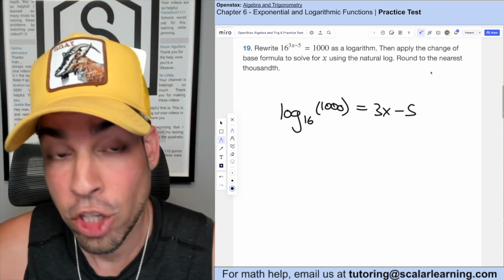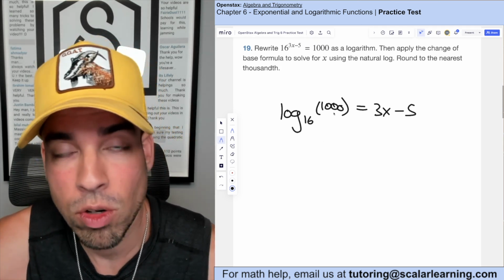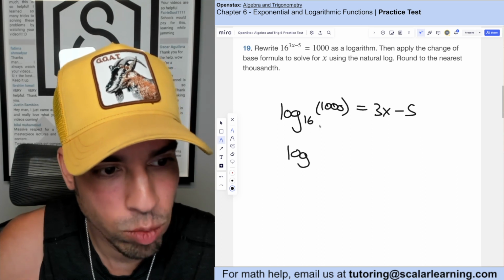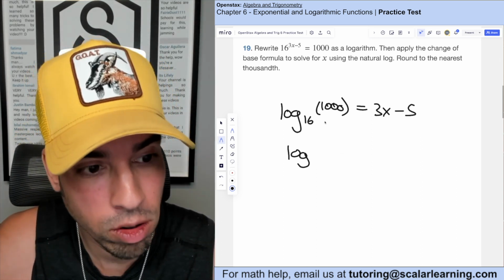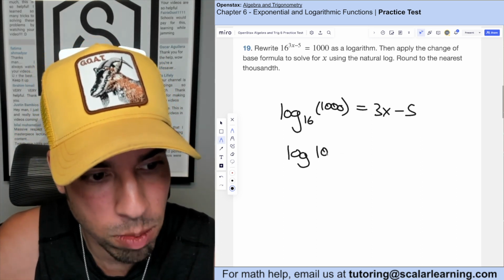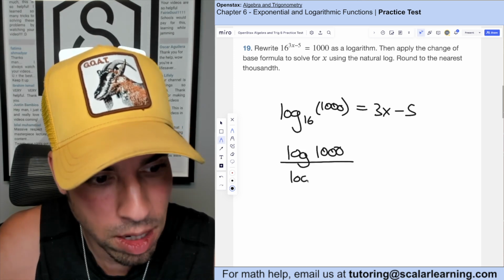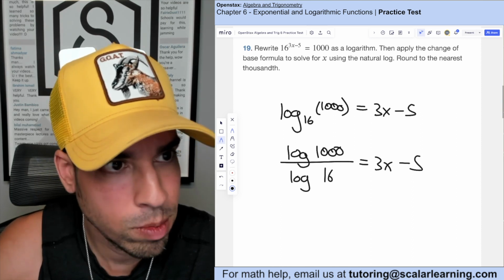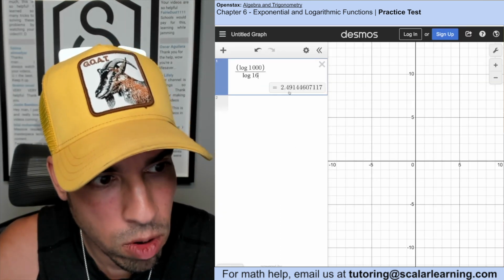Now they want us to use the change of base formula, so I will use it, but you don't really need it when you're using Desmos. It's basically log base 10, which I'll use because it's easier to write in a calculator, of the argument, the big number of 1,000, over log base 10 of that base, which is 16. So let's approximate this in Desmos, and we get roughly 2.491.